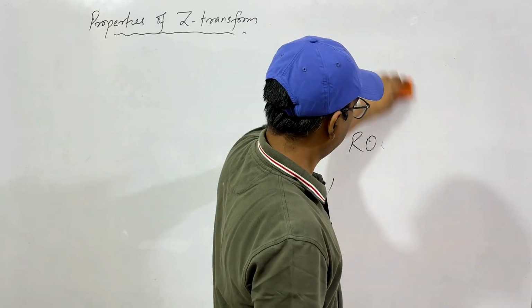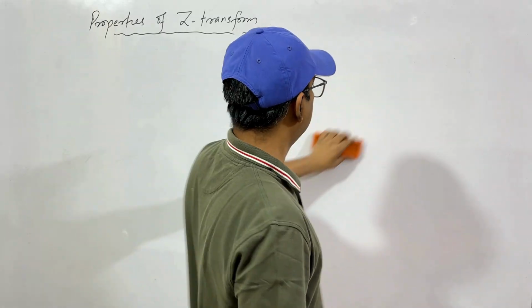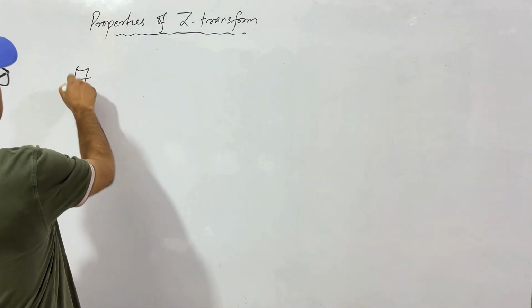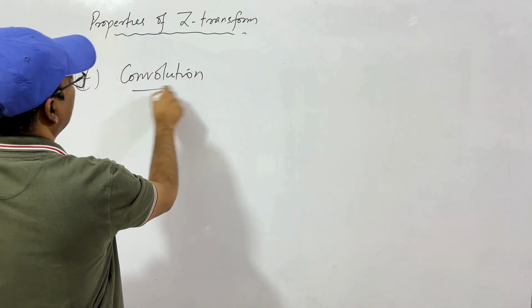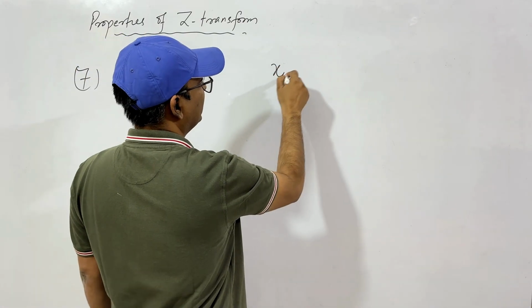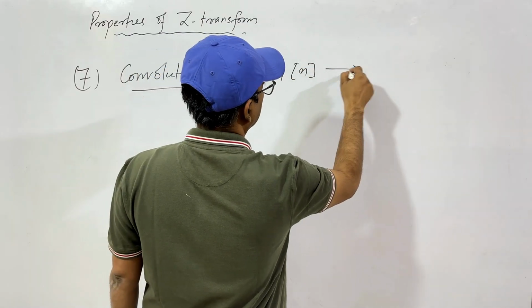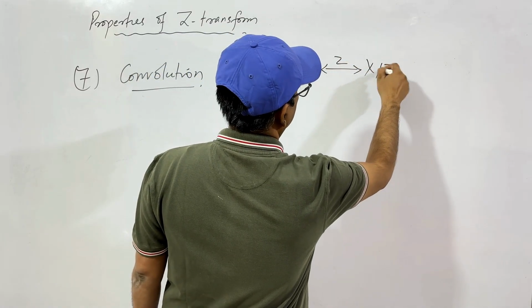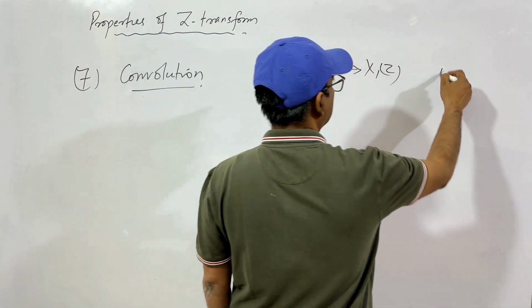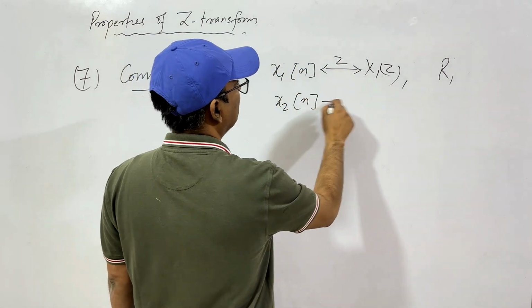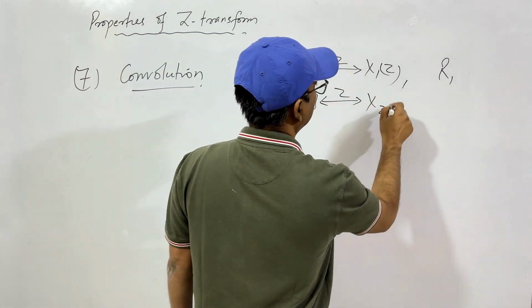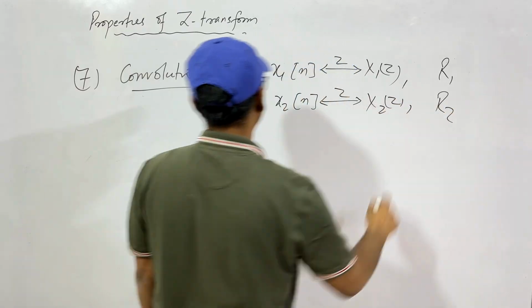We'll just see one or two more properties, and then we'll solve some problems. The 7th is the convolution property. It says if x1[n] and X1(z) are a transform pair with region of convergence R1, and x2[n] and X2(z) are a transform pair with region of convergence R2.